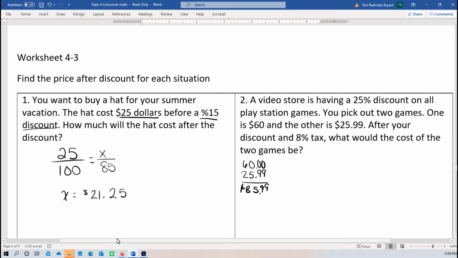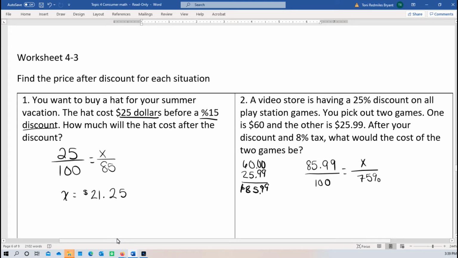And I wrote it right in order. You do your discount, then you do your taxes. In some situations, they reverse that, but in most situations, it's discount, then tax. So, first thing I need to do is figure out my discount. I bought $85.99 at 100% of the cost, and I'm being discounted 25% of the cost, so I'm only paying 75%.